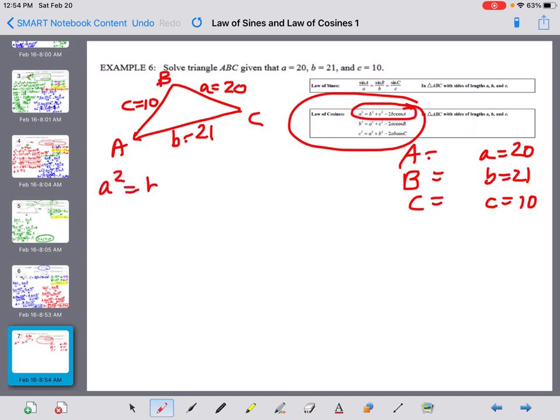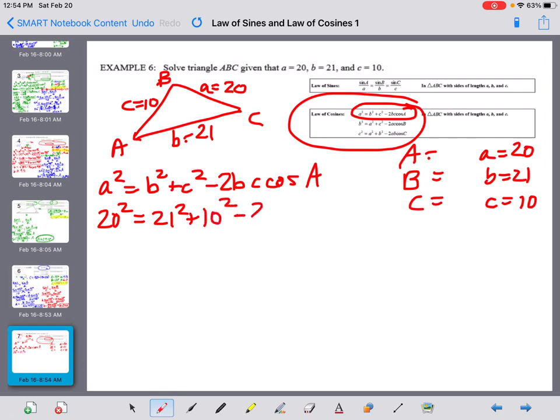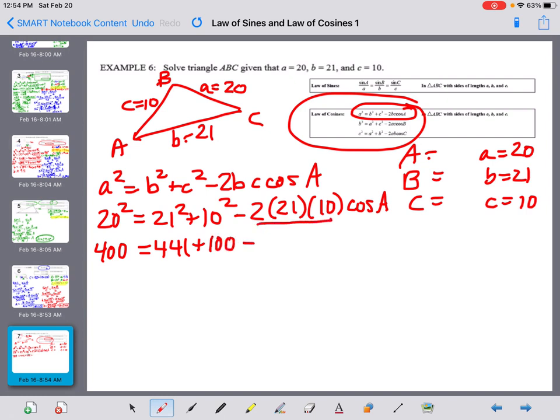A squared equals B squared plus C squared minus 2BC cosine A. We're plugging in everything we know. A is 20. B is 21. Little c is 10. Minus 2 times my b, which is 21, times my c, which is 10, times the cosine of A. 20 squared is 400. 21 squared is 441. 10 squared is 100. Remember, we can multiply these three together. 2 times 21 times 10. And that gives me negative 420, or minus 420 cosine A.